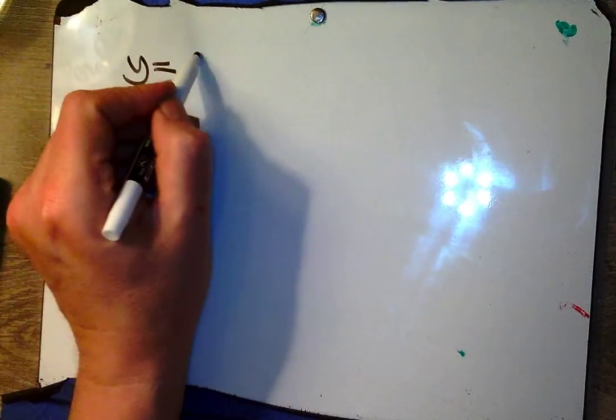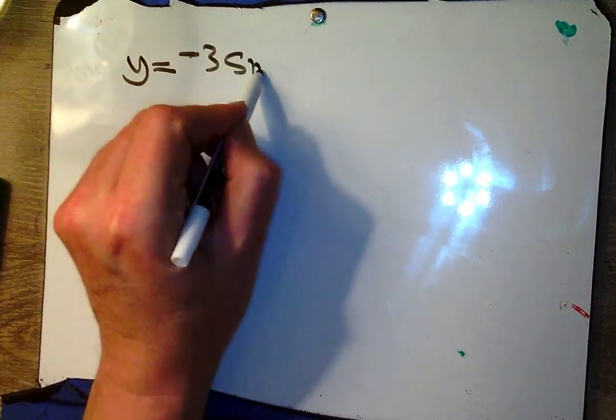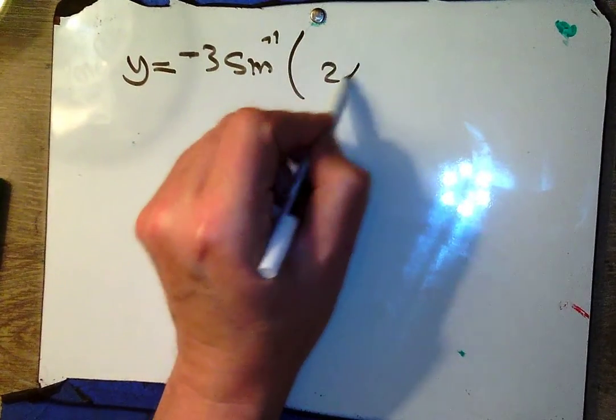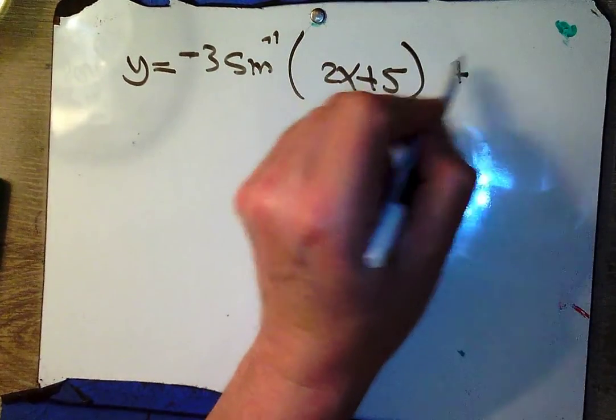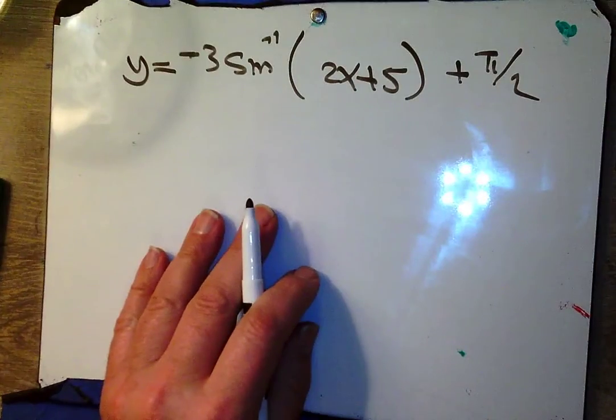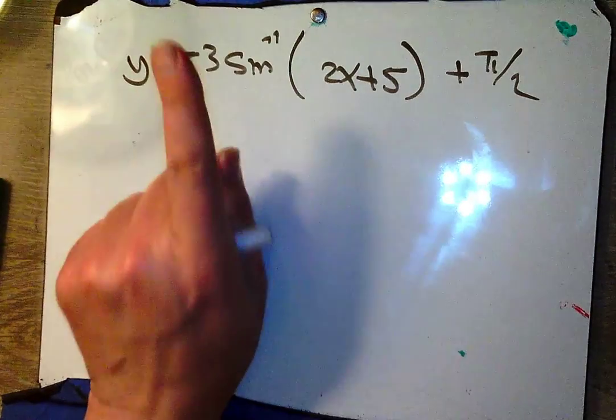Okay, so let's do one more. Let's make it a little more complicated. How about y equals negative 3 sine inverse of 2x plus 5 plus pi over 2. See that?